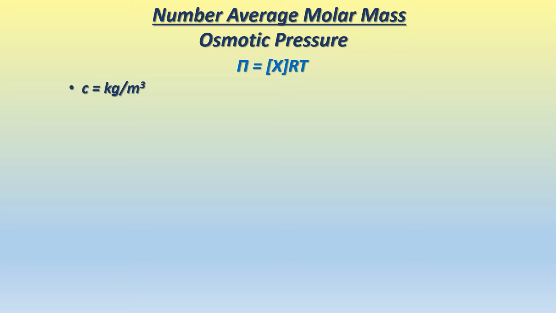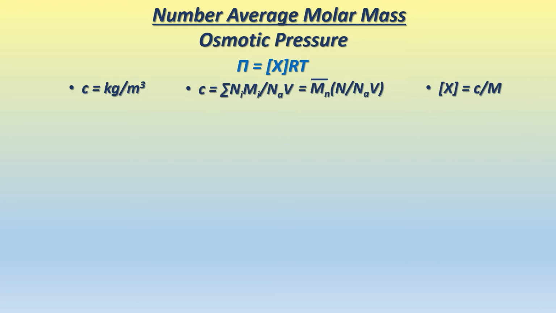If one measures the concentration of an unknown in simply weight per volume, kilograms per meter cubed, that concentration winds up being the number average mass times the number of particles you have divided by Avogadro's number over the volume, which will give you grams per mole. In other words, the molarity of the solution is the concentration in kilograms per meter cubed divided by the number average molar mass. So the osmotic pressure equation winds up as follows.